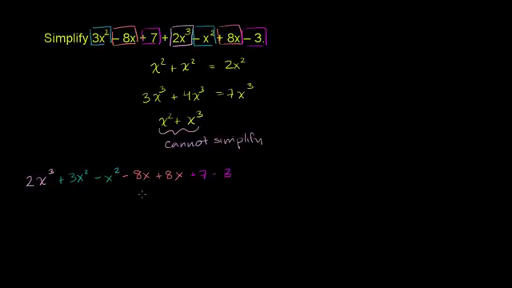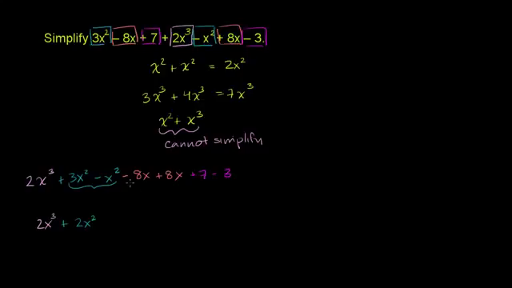So all I've done is use the commutative property of addition and subtraction to change the order in which I'm doing this. I've just rearranged it so that the like terms are next to each other. But now we can simplify. We have 2x to the third, nothing to simplify that with. But then if we have 3x squared, and from that we're taking away an x squared, we're only going to have 2x squared left. So that's going to be plus 2x squared.